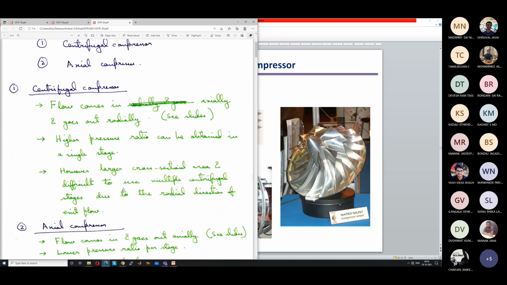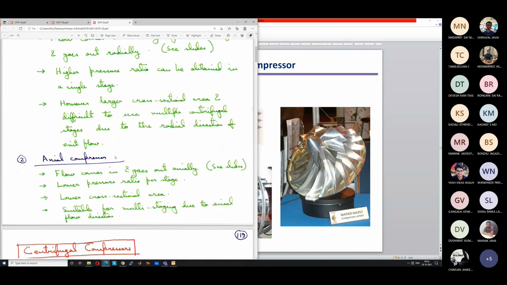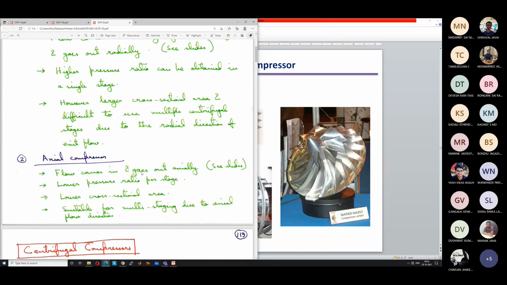So these are the advantages and disadvantages. On the other hand, in an axial compressor, the flow comes in and goes out axially. The drawback is a lower pressure ratio per stage, but the advantage is a lower cross-sectional area, and it is suitable for multi-staging due to the axial flow direction.